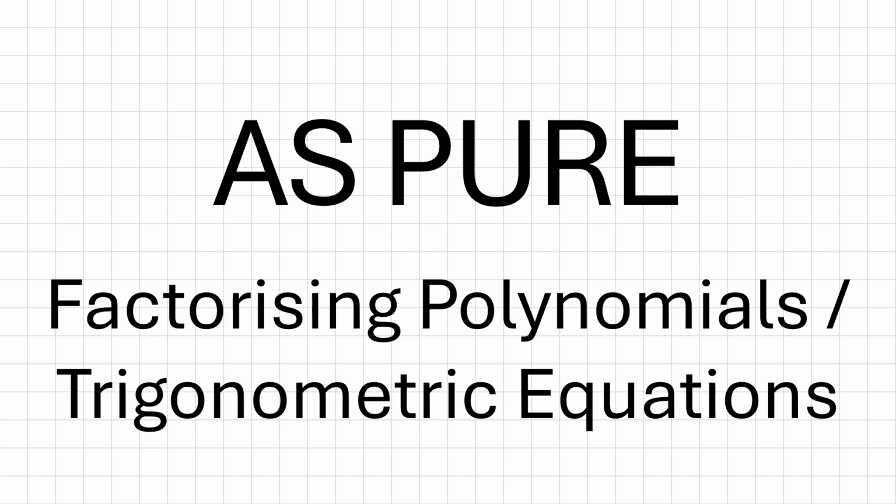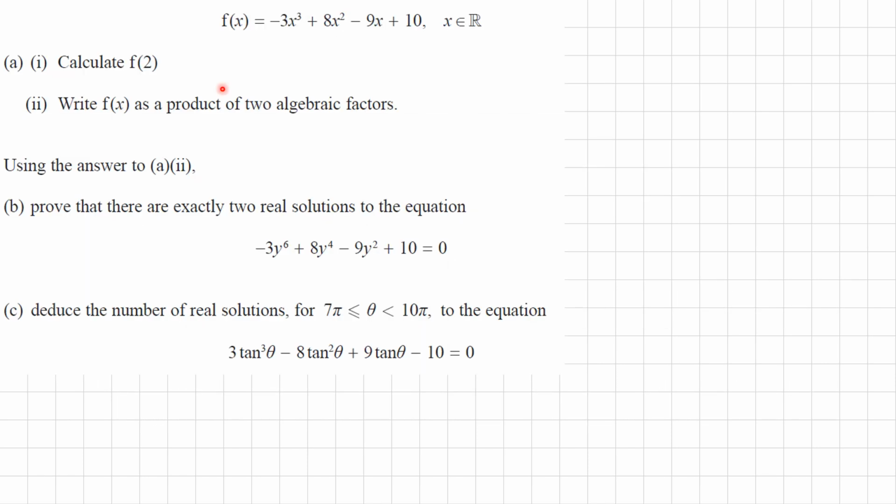This is an ASPO question on factorising polynomials and trigonometric equations. f of x is equal to negative 3x cubed plus 8x squared minus 9x plus 10, where x is a real number. And the first part of part A, part I, we want to calculate f of 2, which basically means we're just going to substitute 2 into f of x.